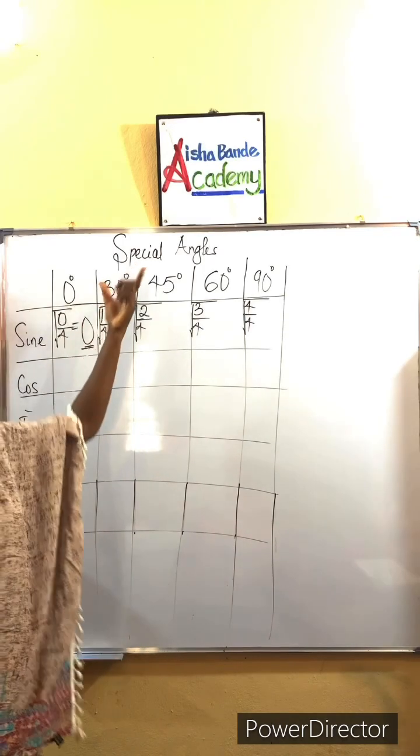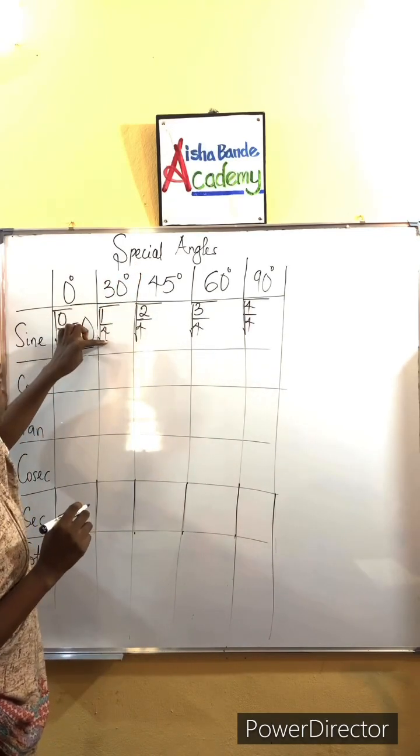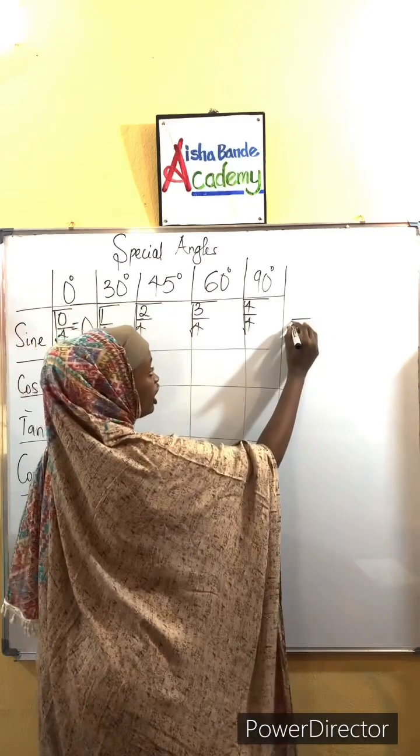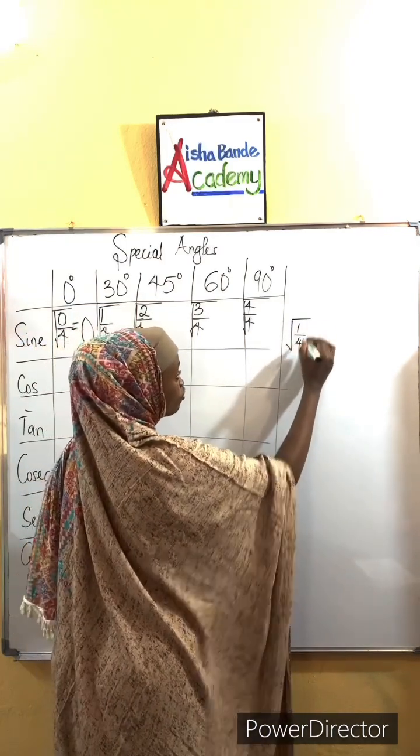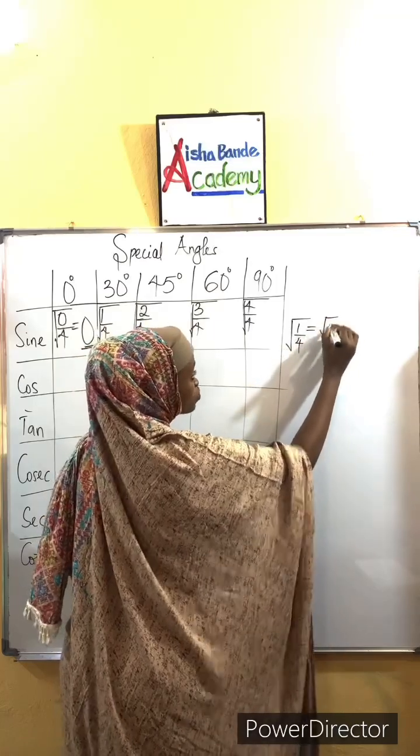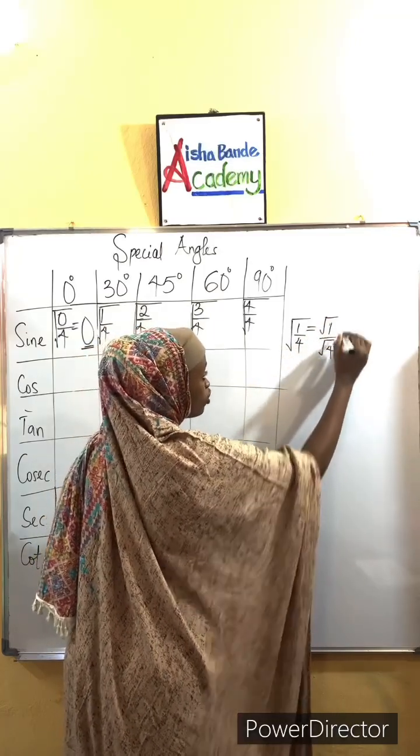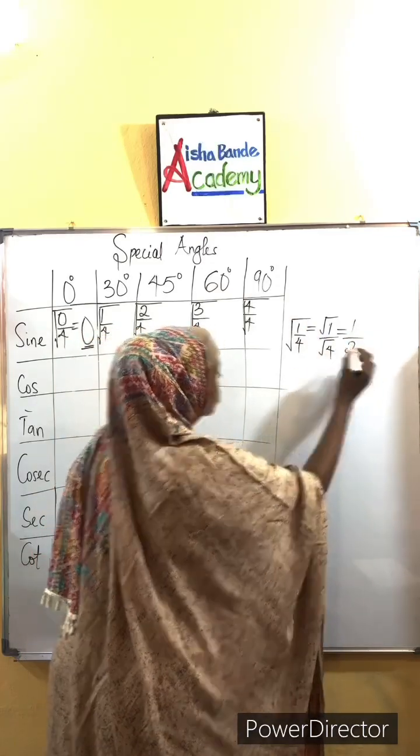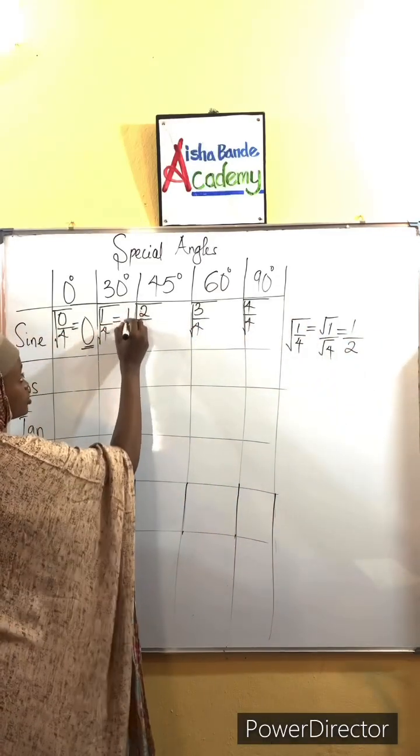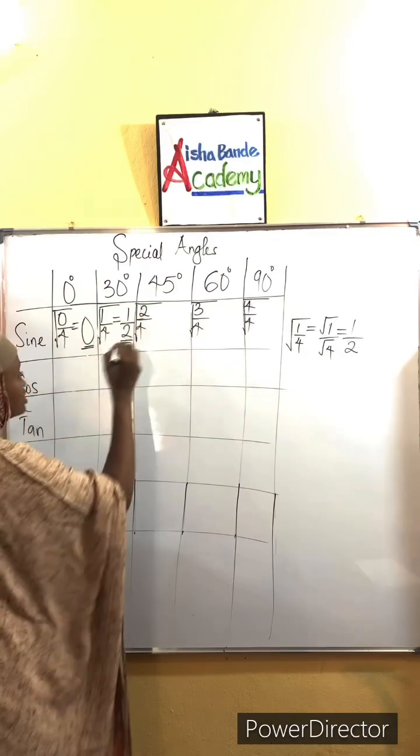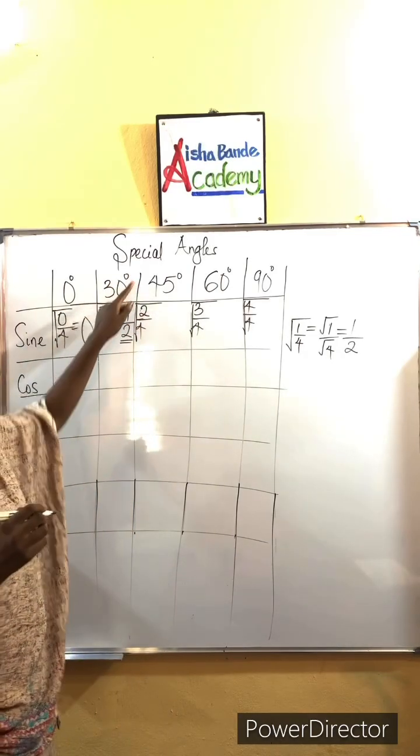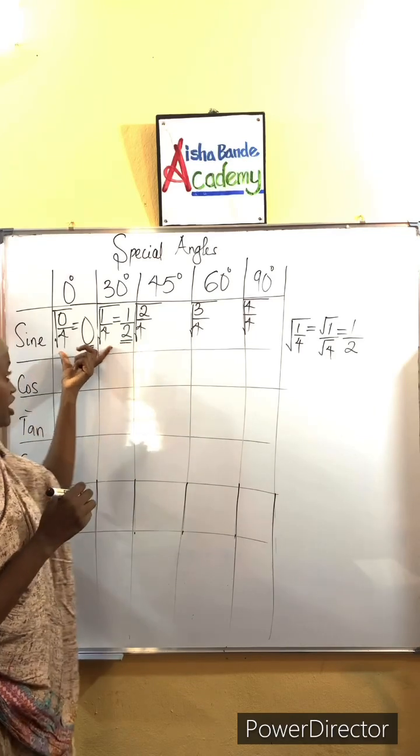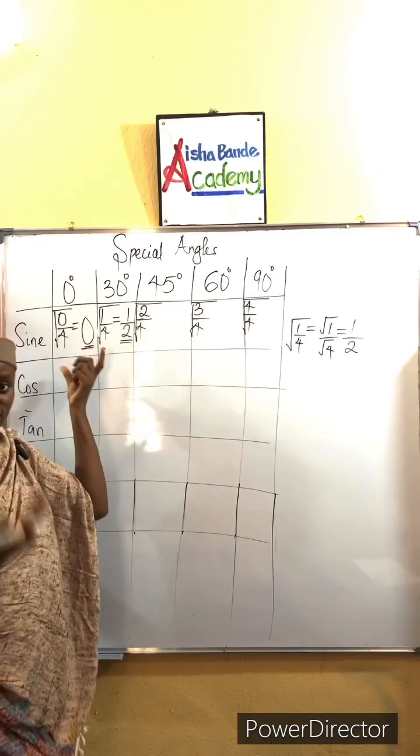Moving on to the next one. We have square root of 1 over square root of 4. The square root of 1 is 1 and the square root of 4 is 2. So here, our answer is 1 over 2. So what this means is sine 30 is 1 over 2. I'm just writing this out here as a guide, okay?